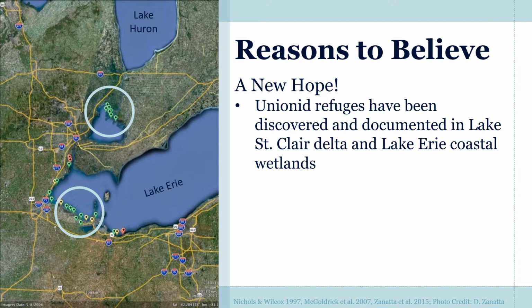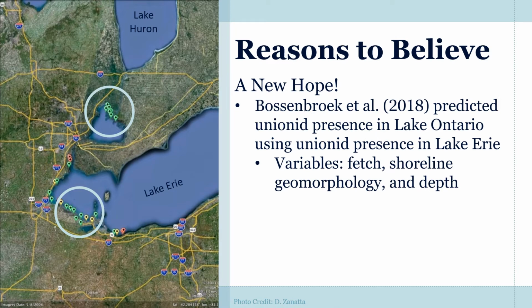And due to their highly imperiled nature, it has become increasingly important to identify and protect the unionid populations in these spatial refuges. One method for locating unionid refuge space is modeling known refuge locations. In 2018, Bosmanbrook et al. were able to do just that, where they successfully predicted unionid presence in Lake Ontario using Maxent, unionid presence locations from Lake Erie, and variables like fetch, shoreline geomorphology, and depth.